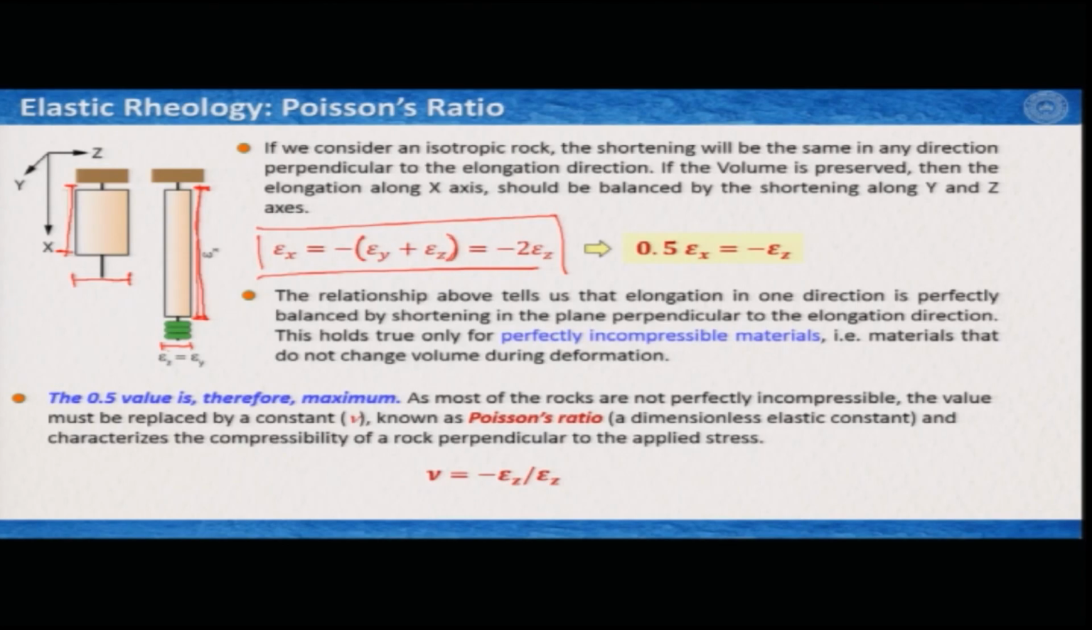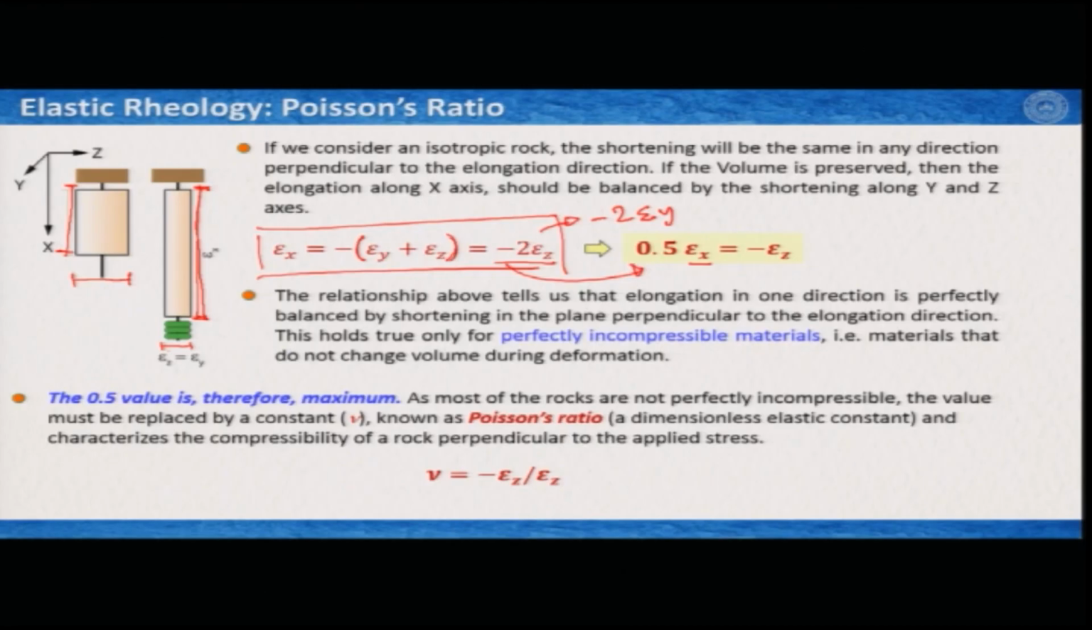Now, these are happening in different directions. So, therefore, I have a negative sign. Now, Ey and Ez, because this is an isotropic material, they are equal. So, I can write them as minus 2 Ez, or I can also write it as minus 2 Ey. Whatever be the case, Ez or Ey, we can now further summarize this equation as Ex multiplied by 0.5, because these 2 can come to this side, equal to minus epsilon z.